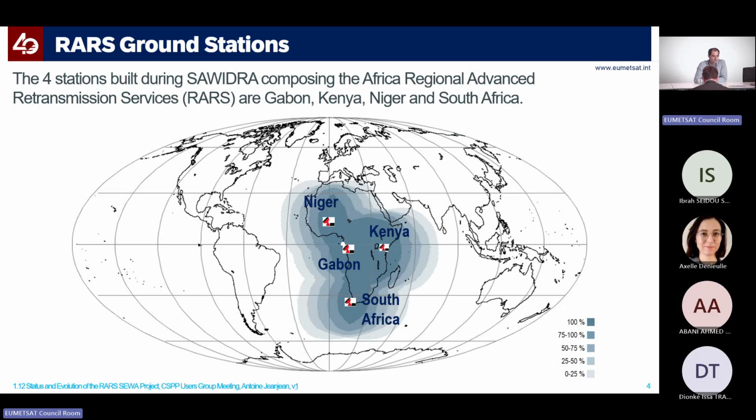So what are the RAS ground stations? These are four stations built during the SAWIDRA project, and RAS stands for Africa Regional Advanced Retransmission Services. You have here four stations in Gabon, Kenya, Niger, and South Africa, which cover most of the African continent, as you can see on the map.